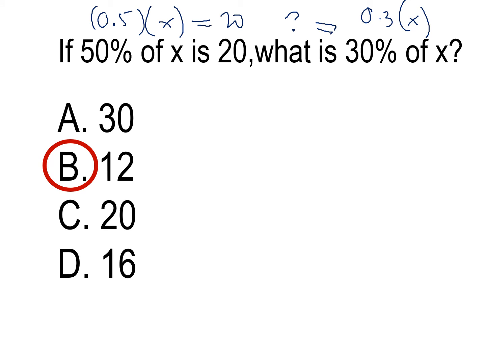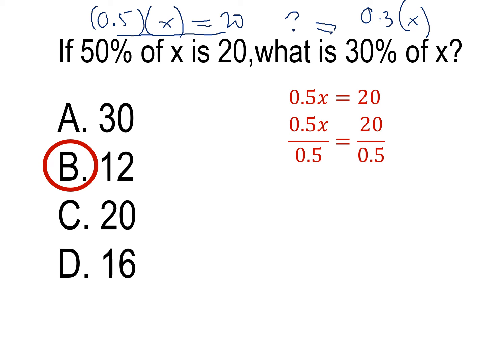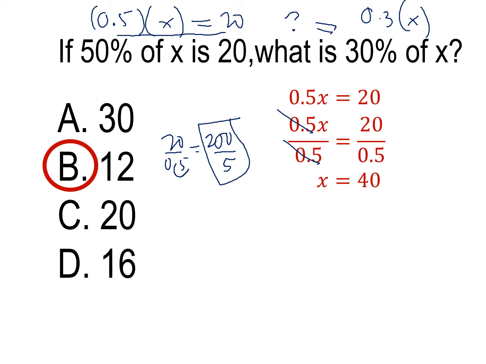Why 12? Ito po ang solution. Okay, so if you follow this equation, ito lang naman siya. 0.5x equals 20. Then we divide both sides by 0.5. Ika-cancel mo lang yan. So x equals 40. Now, question is, saan galing yung 40? Alam natin na 20 over 0.5 is equal to 200 all over 5. Parang pag nag-move ka ng 1 decimal place, mag-add ka dito ng 0. Ngayon, yung 200, bahala na kayo mag-divide dyan. Ang lalabas dyan ay 40.